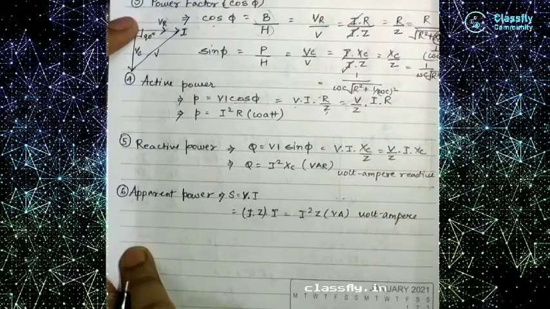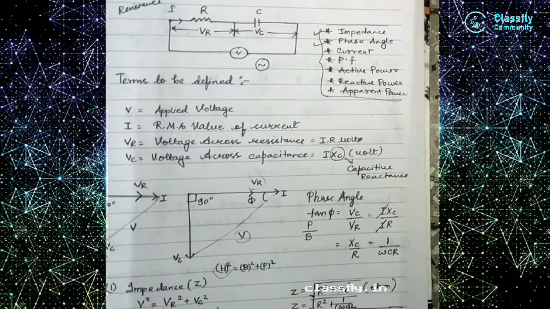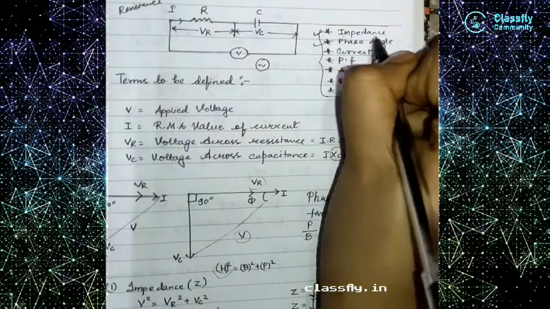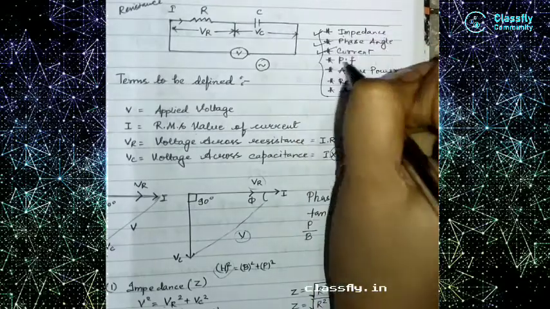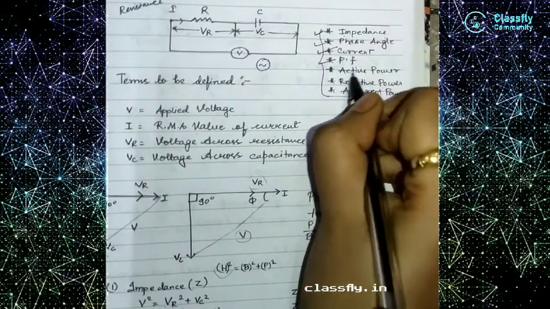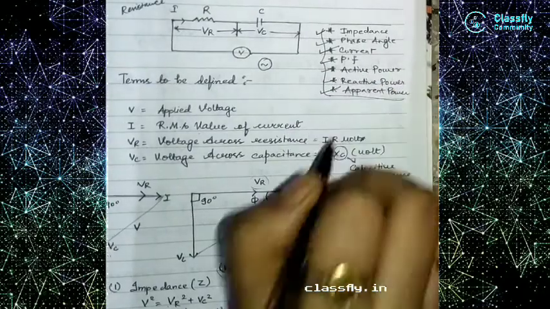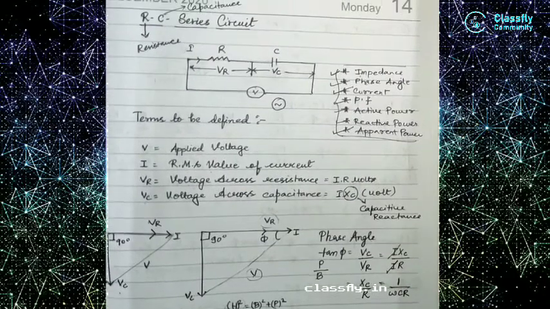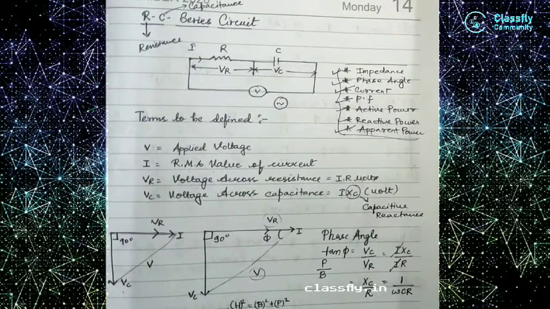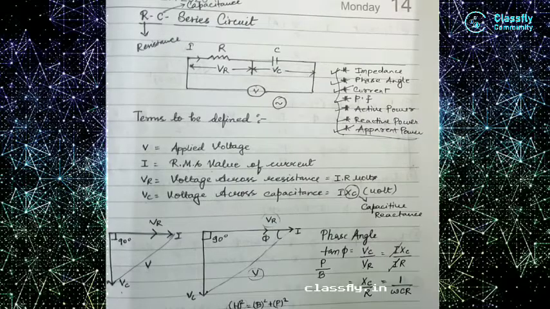So we have completed all our 7 points. So let's recheck once. Impedance we have done, phase angle we have done, current we have done, power factor we have done, active power, reactive power, as well as apparent power. So today's lecture ends here. I hope you all find this lecture very interesting. Till then, be happy and have a great day.